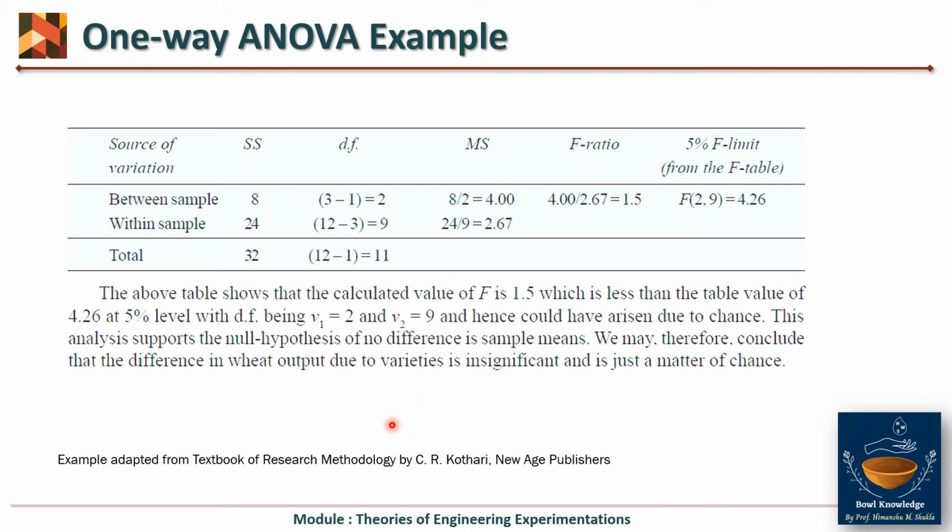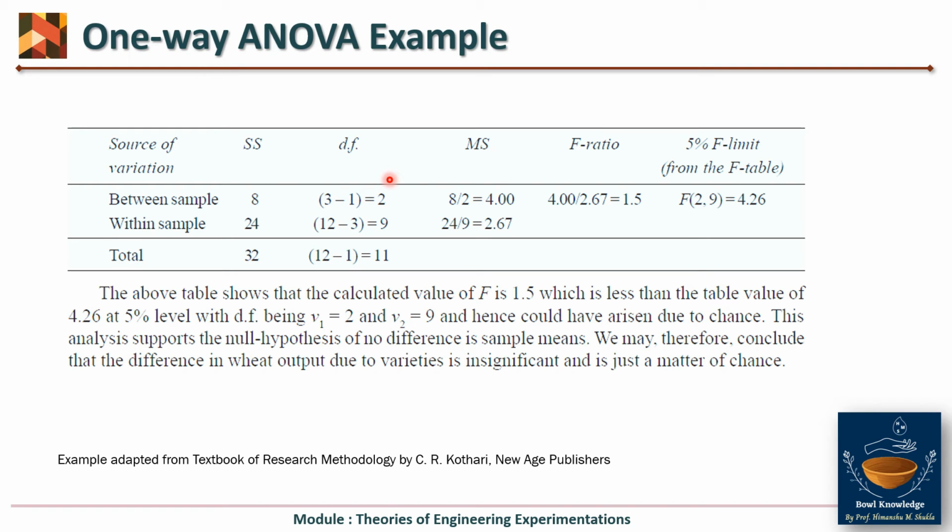Now this is the ANOVA table as we discussed. In the ANOVA table, first is source of variation: between sample, within sample. What is the sum of squares of variation? It is 8 and 24. What is DF? For between sample it will be k minus 1. What is my k? 3 samples, so k minus 1, 3 minus 1, the degree of freedom will be 2.